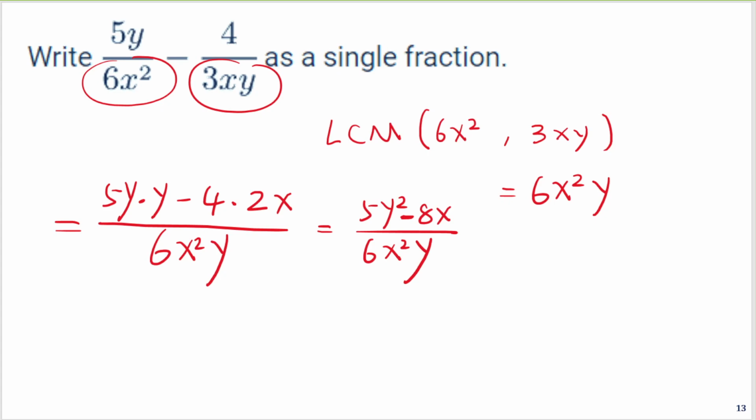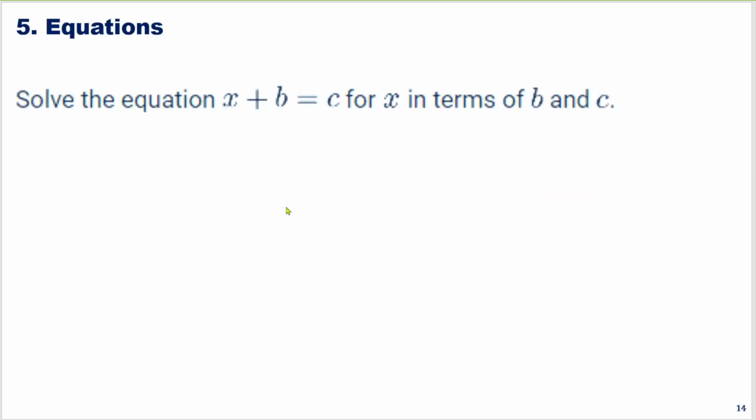Okay, last, let's have a look at equations that involve multiple variables. Again, we'll use some examples to illustrate the concept here. First, solve the equation x plus b equals c for x in terms of b and c. At the very beginning of this lesson, we have talked about this already, right?